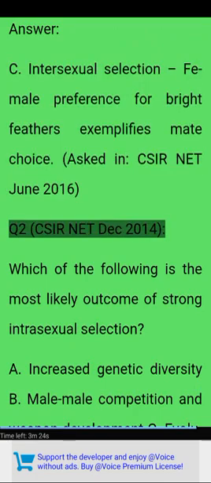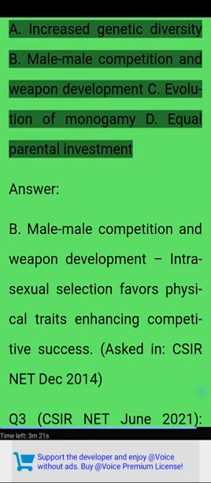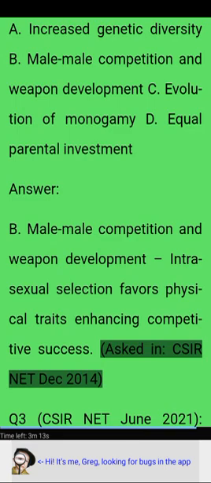Q2, CSIR NET December 2014. Which of the following is the most likely outcome of strong intrasexual selection? A, increased genetic diversity; B, male-male competition and weapon development; C, evolution of monogamy; D, equal parental investment. Answer: B, male-male competition and weapon development. Intrasexual selection favors physical traits enhancing competitive success. Asked in CSIR NET December 2014.